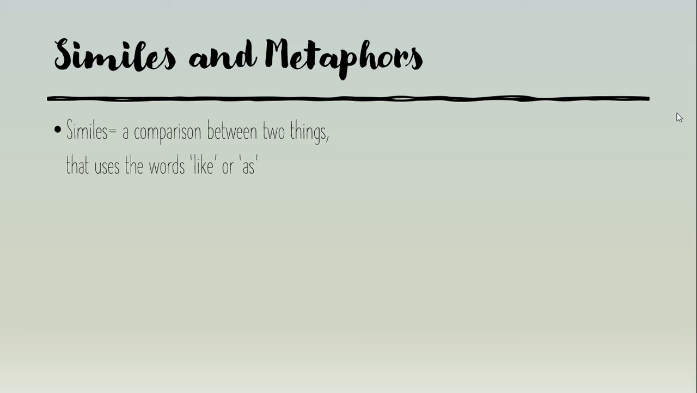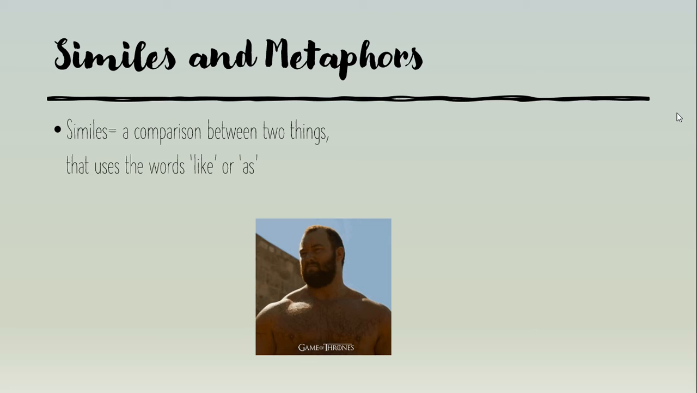Similes and metaphors, so these are both comparisons to help describe what something is like. Similes, think the word simile, similar. So it uses words like or as to show that one thing over here is similar to another thing over here. For instance, some of you may know this gent, he was as big as a mountain. So we're saying that this person over here is like or similar to a mountain in his size, to emphasize just how big he is.